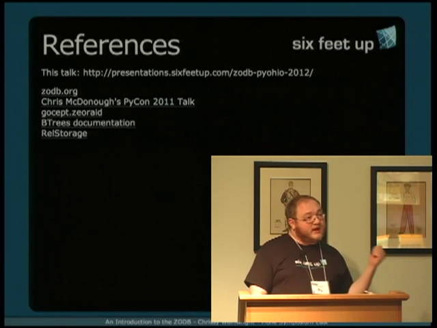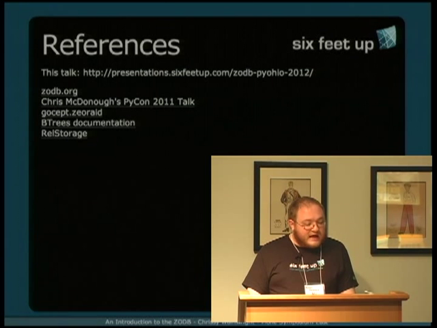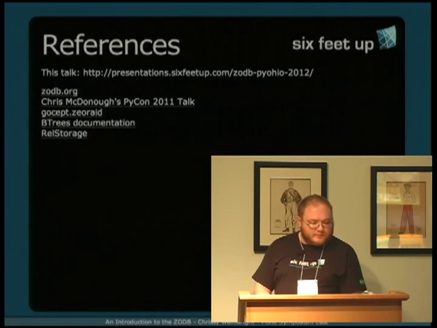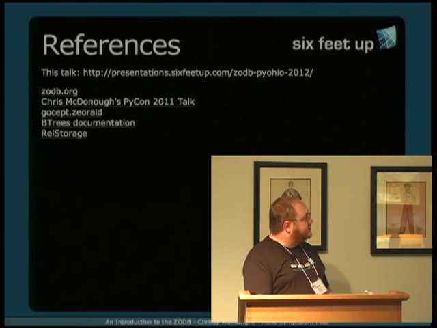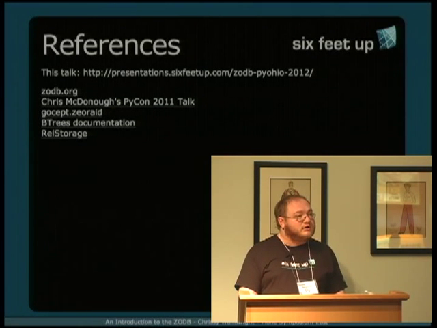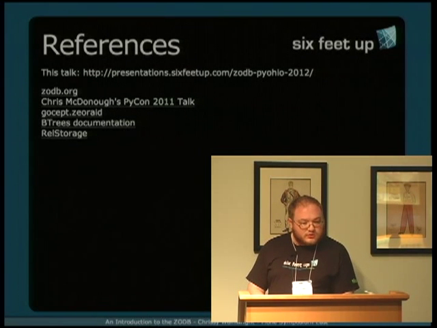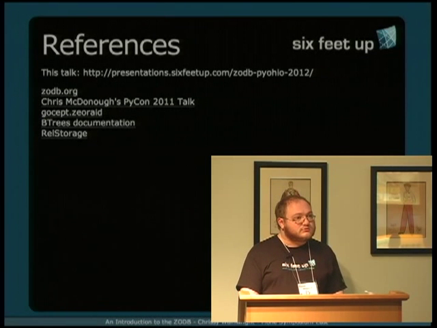So you can find this talk at this URL if you want to look up any of that information. I've also got links in there to some other documentation. The BTrees documentation can give you a little bit more detail on the internals. RelStorage also. And Chris McDonough has a good overview talk of the ZODB from PyCon 2011. So that's all I have. Does anyone have any questions?